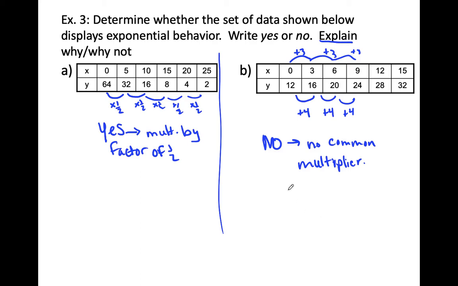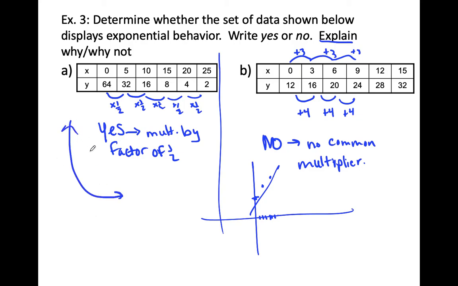Okay, so you could also sketch a graph, and you can see if you sketched this one, and it wouldn't have to be anything fancy, 0, 12, and then 3, 16, and then 6, 20, you'll see that it ends up being linear, whereas if you graph this one, it'll look like this. So you could always graph it quick to see that as well.